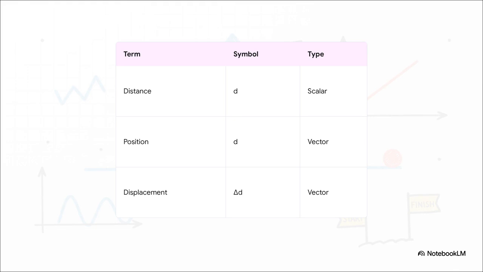Let's wrap up our deep dive into motion with this handy little cheat sheet. It perfectly summarizes the big three. Distance is your scalar, measuring the total path. Position is a vector mapping a specific spot. And displacement is the vector measuring your total change in position. Going forward, whenever you're tackling kinematics problems, always check your symbols. Remind yourself, am I dealing with a magnitude-only scalar or a magnitude and direction vector?